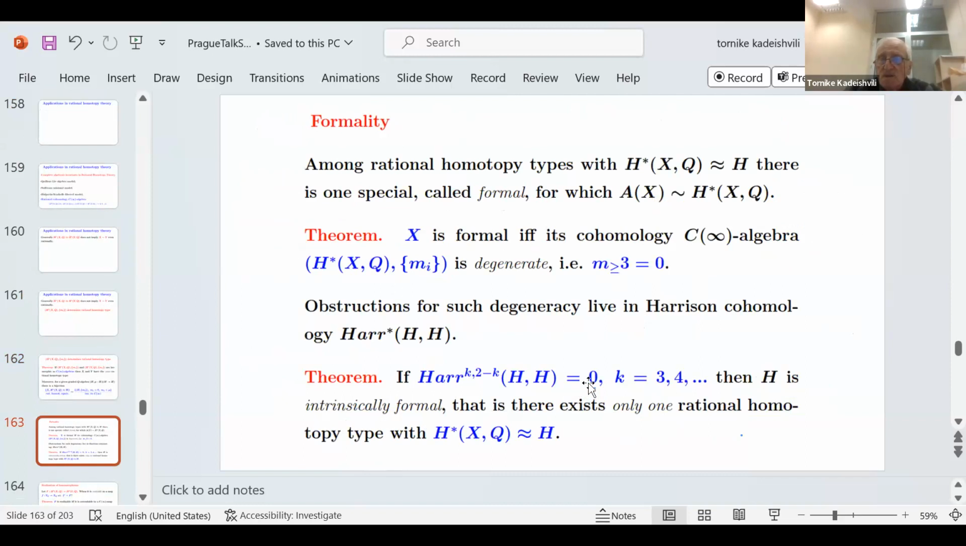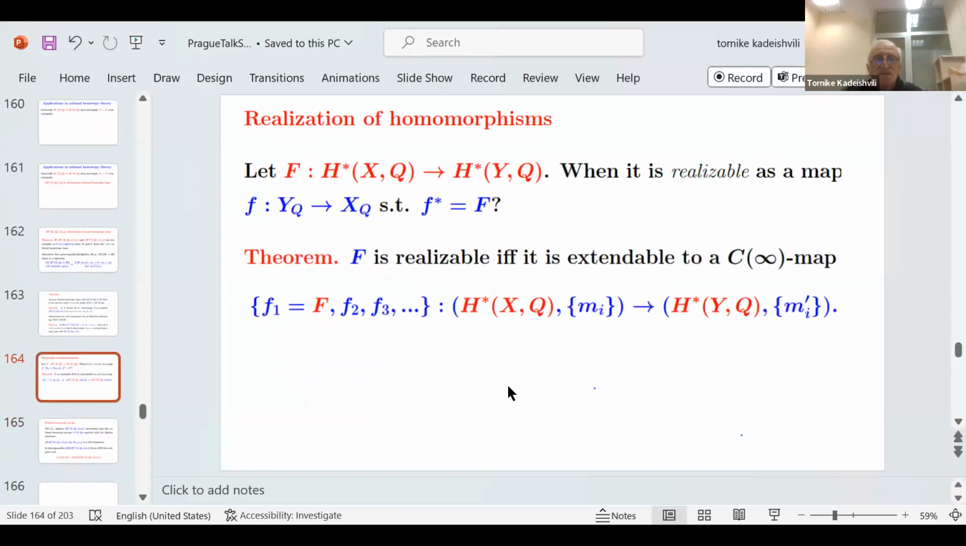Formality. Stasheff defines a formal space such that its cohomology and its cochains are equivalent. It means, in my terminology, that its infinity structure is zero. All operations are zero. Where are the obstructions for formality? In Harrison cohomology. And many things can be done.